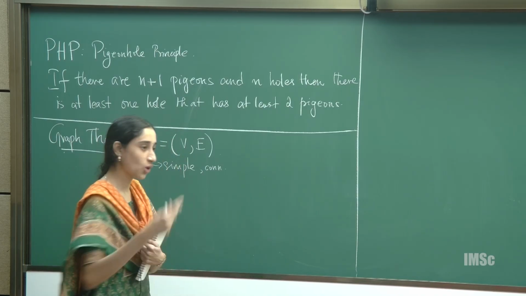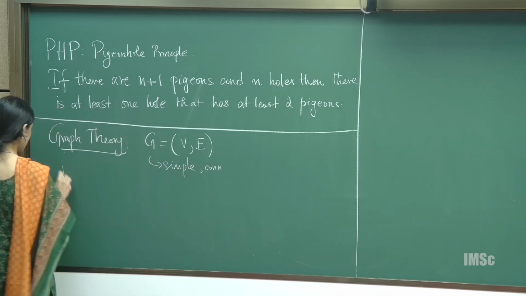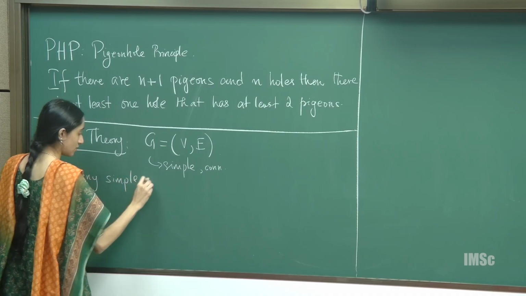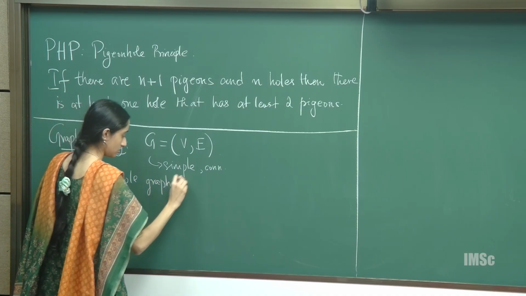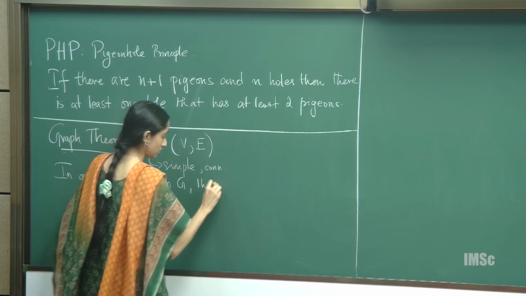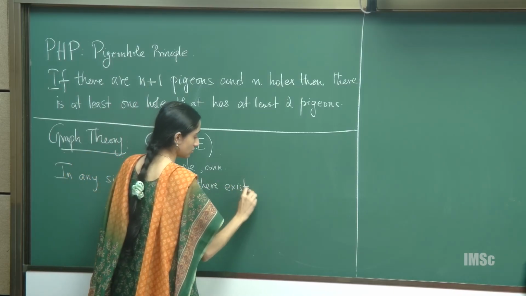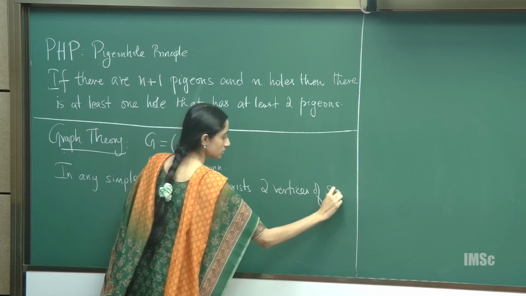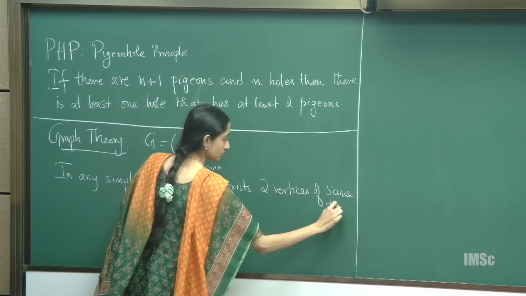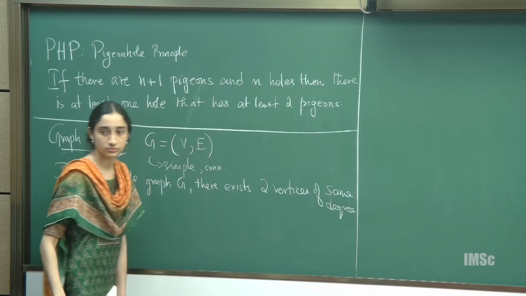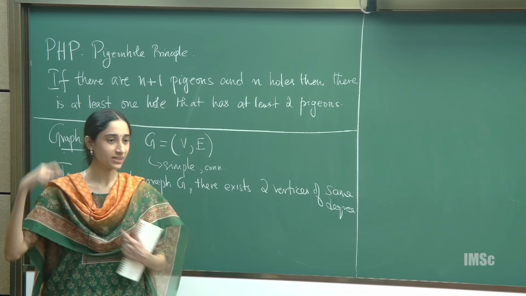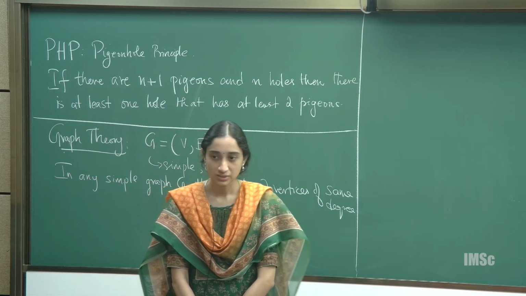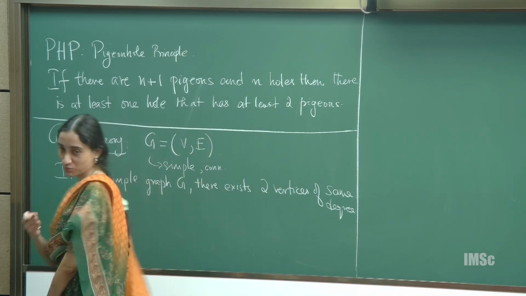Okay, so how do you show it's not possible? So what is the statement? In any simple graph G, there exist 2 vertices of same degree. So can you prove that? So how do you prove that? He said it's not possible, so you should be able to prove it. Can you try and give a proof? I mean, whoever said it's not possible.